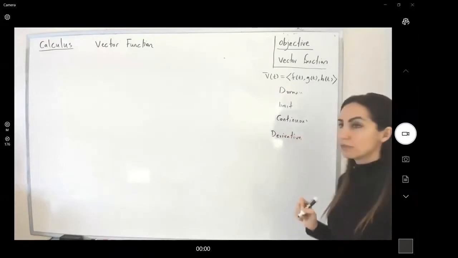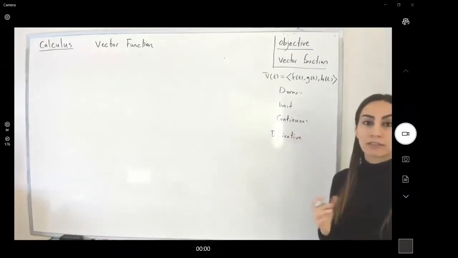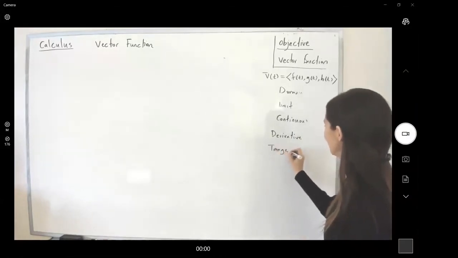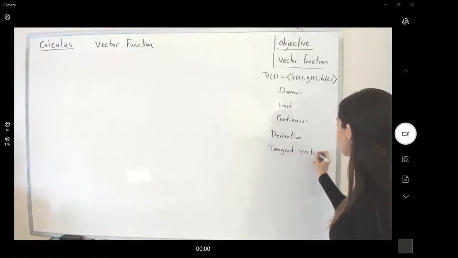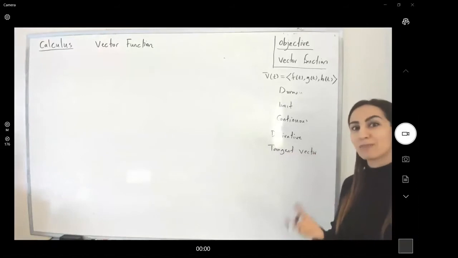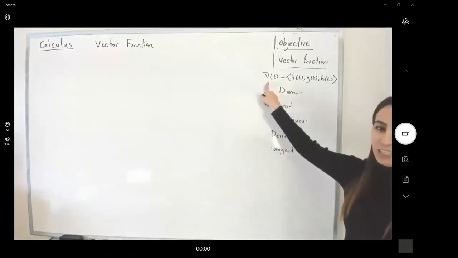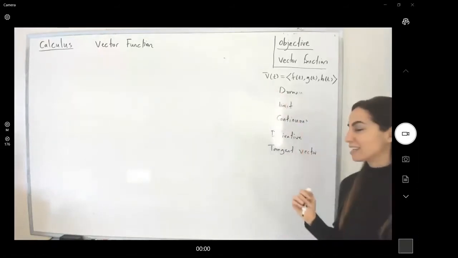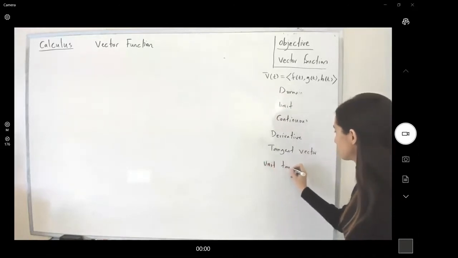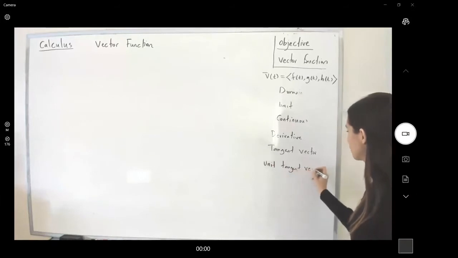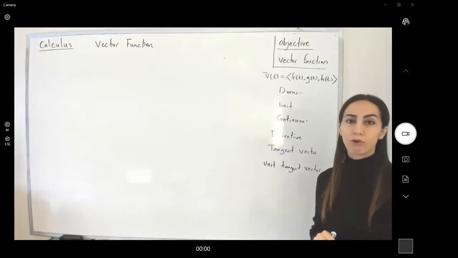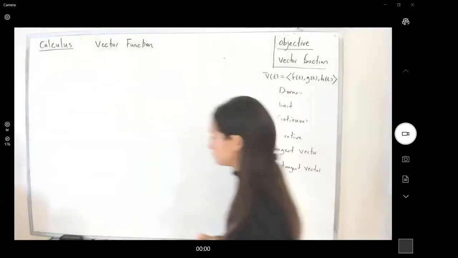When we talked about the derivative of the function, we talked about the tangent vector, which is tangent to the curve or space curve of that function. We said that we can scale that and get the unit tangent vector. Now, some properties for the derivative of the function.